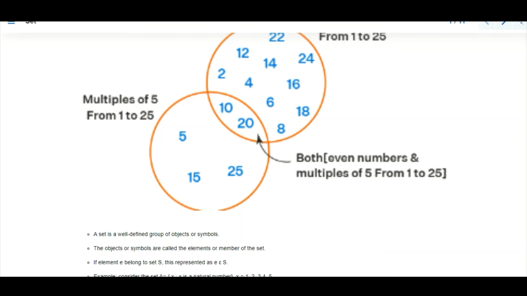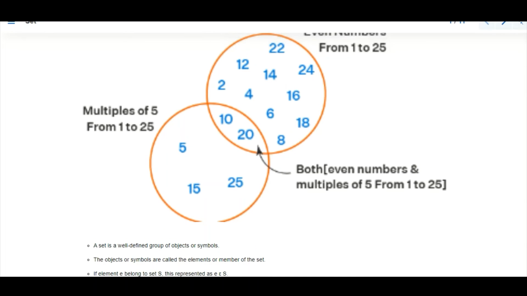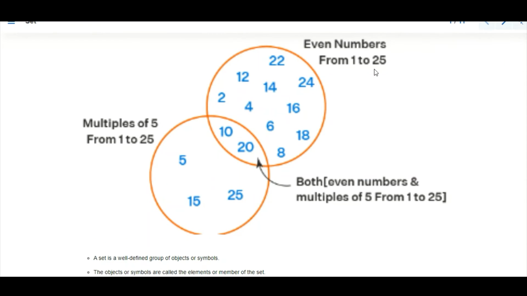Now we have an example of a set here. Look at the picture we have here. This is the multiples of 5 from 1 to 25. So if you look at it, multiples of 5 from 1 to 25: 5, 15 and 25, then we have 10 and 20. These are the multiples of 5 from 1 to 25. Now look at what we have here. It's just that we are having even numbers from 1 to 25.